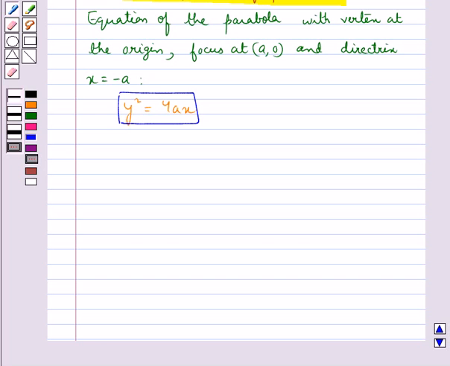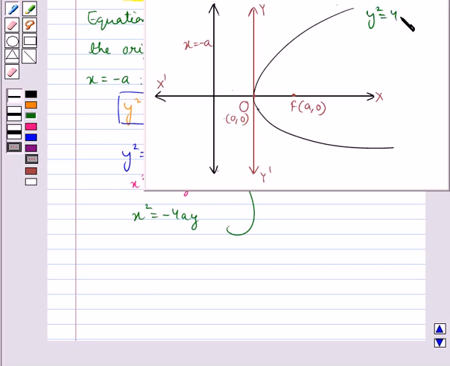Now, the other standard equations of parabola are given by y square equal to minus 4ax, x square equal to 4ay, and x square equal to minus 4ay. These are the four standard equations of parabolas. The standard equations of parabolas have focus on one of the coordinate axes, that is, either on the x-axis or y-axis, vertex is at the origin, and directrix is parallel to the other coordinate axis. Like in this parabola, y square equal to 4ax, we have focus F with coordinates (a, 0) on the x-axis, and the directrix is parallel to the y-axis, and the vertex is at the origin.